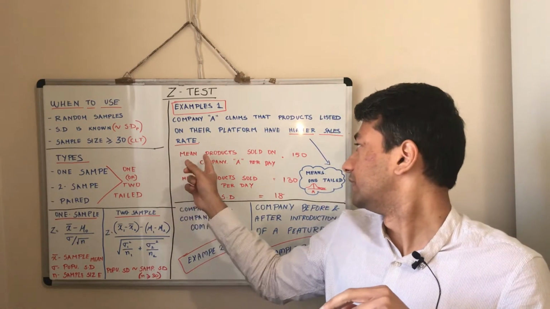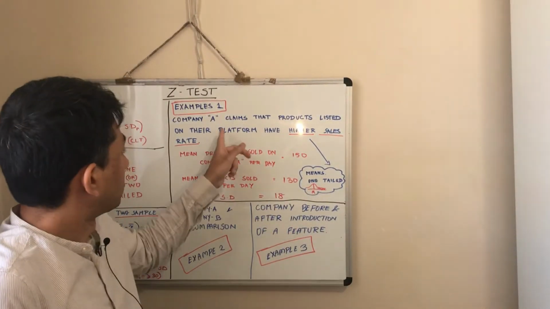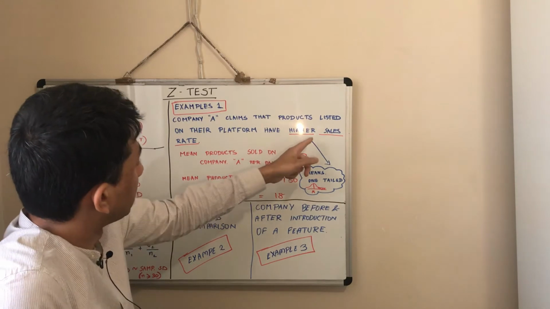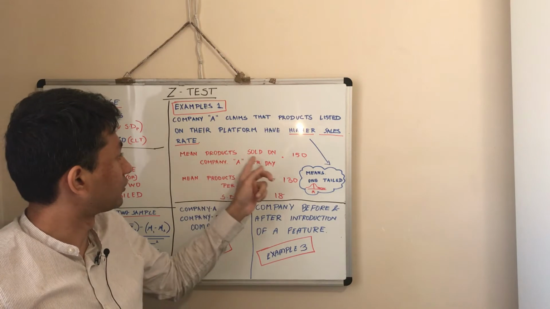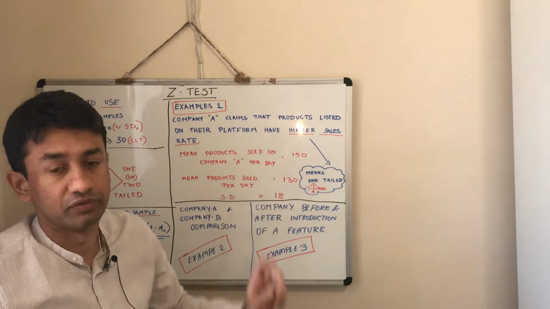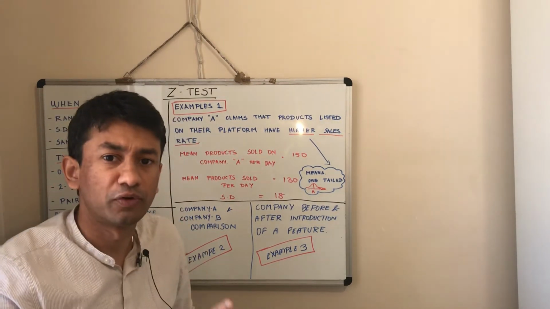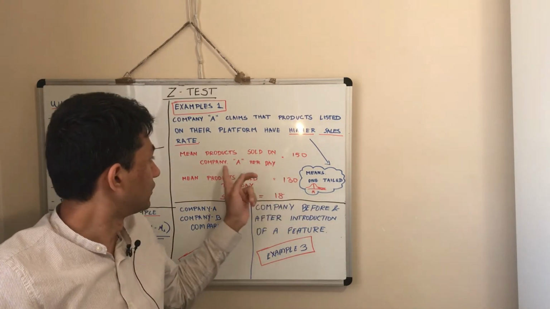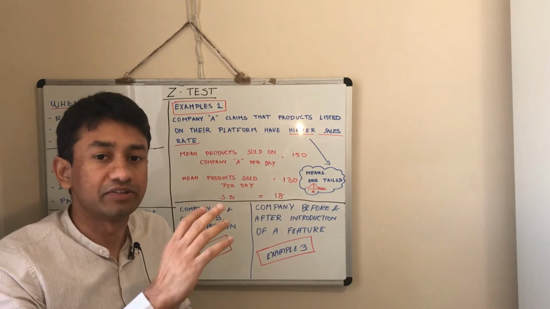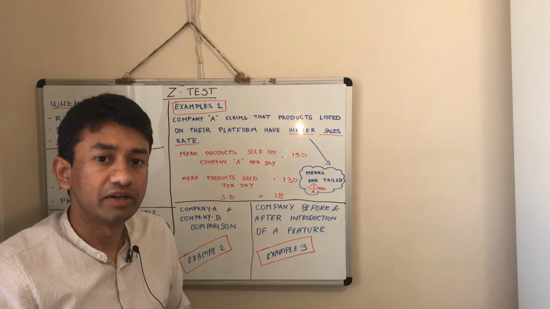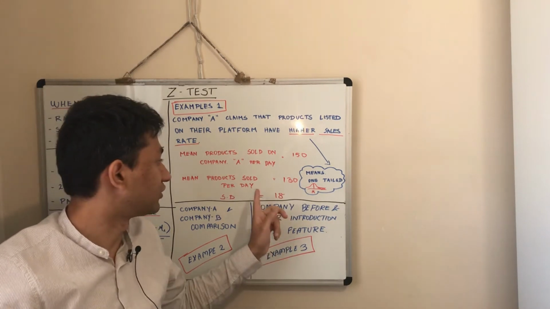So here we have clearly mentioned that company A claims that products listed on their platform have a higher sales rate. Now we have some data, right? Mean products sold on company A per day is 150. So let's say the mean of a particular product, maybe a phone, or it could be anything, sold on company A per day is 150. Whereas this same phone, in general, sells on an average of 130 products per day with a standard deviation of 18.